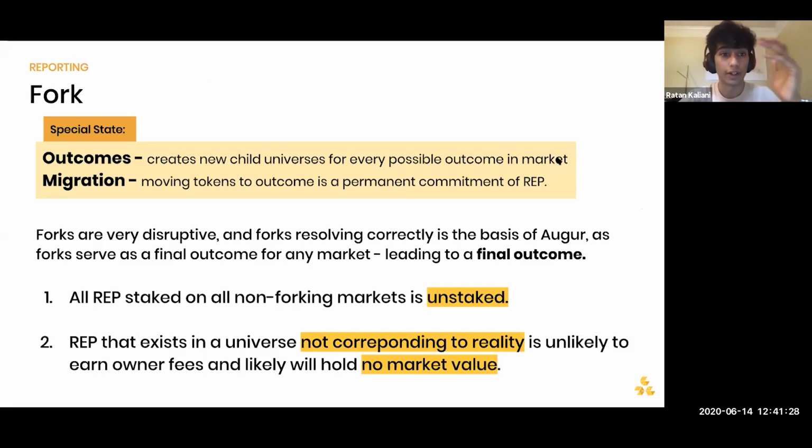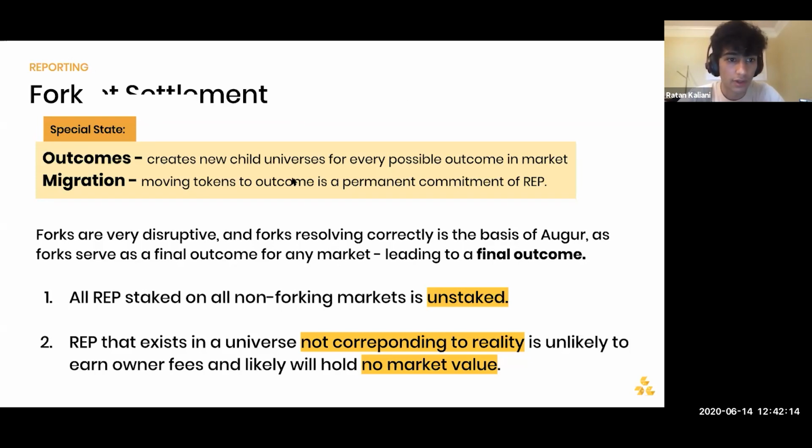Forks are very disruptive on the platform, but the implicit factor that a fork can be invoked is what enables Augur to be efficient and effective. All reputation on all non-forking markets is unstaked. So say you have other markets that are currently going on, everything gets locked down, and all reputation in the market now goes into this fork, because the fork is so essential to ensuring the integrity of the Augur protocol that every other betting market shuts down. Reputation that exists in the universe not corresponding to reality will be burned, and it's unlikely to earn owner fees, and so it holds no market value.